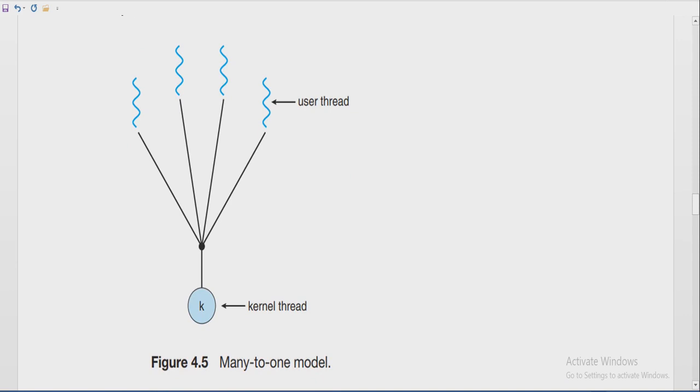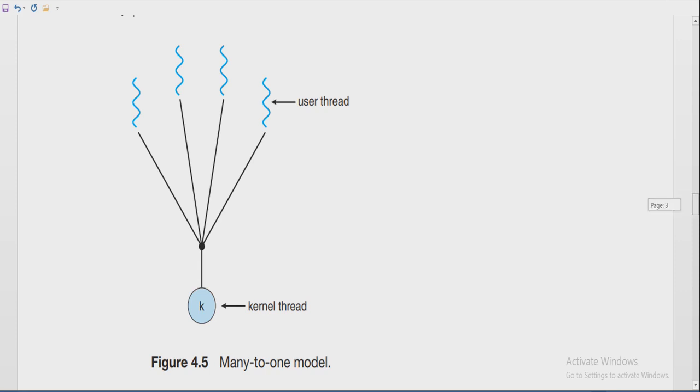Why? Because this user thread is mapped into this kernel thread. If this user thread makes a blocking system call, then it is associated with this kernel thread, and this kernel thread will get blocked. Since the remaining three threads are associated with this kernel thread, the whole system gets blocked. That is the disadvantage here.